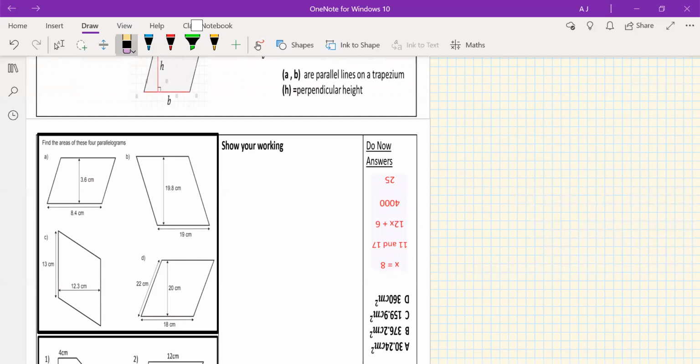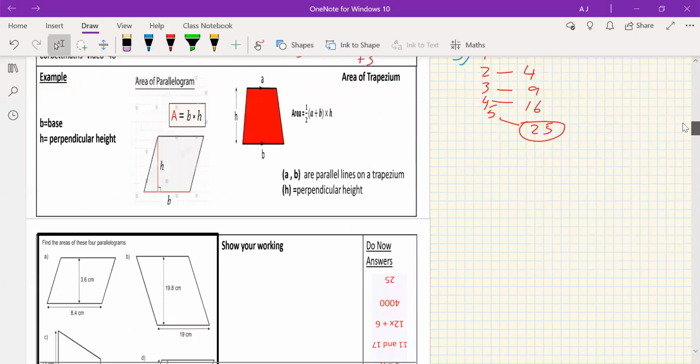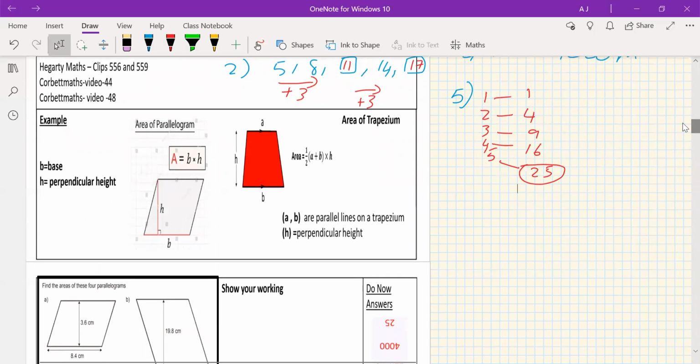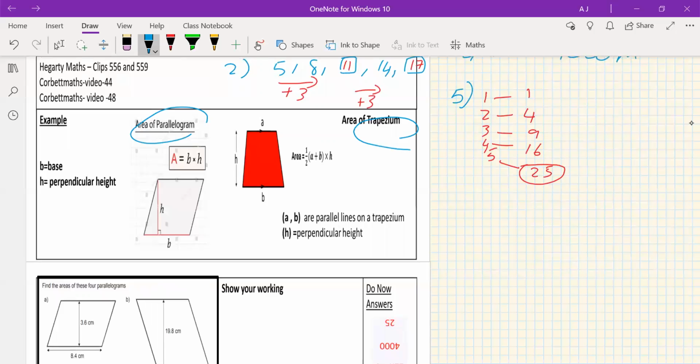Right, the examples are here. Area of a parallelogram. If you look at this question, two of them are parallelograms and the other one is a trapezium. A parallelogram and a trapezium have a couple of things in common. Both of them are called quadrilaterals, which means both of them have four sides and the angles always add up to 360.